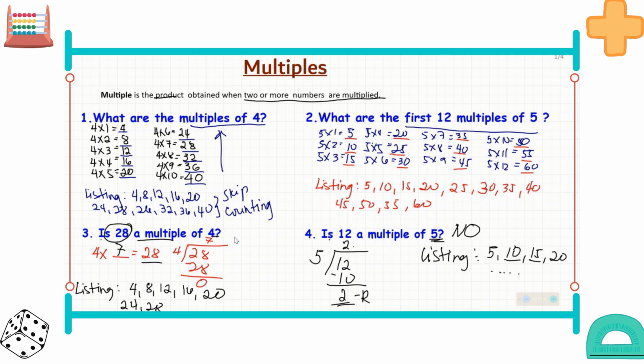But in the first example, the answer is yes. Why? Because when you divide 28 by 4, it gives you 7 as the answer and there's no remainder, and when you do listing by skip counting by 4, 28 is part of the skip counting. So that's why it is yes. That's how we find multiples of a number.